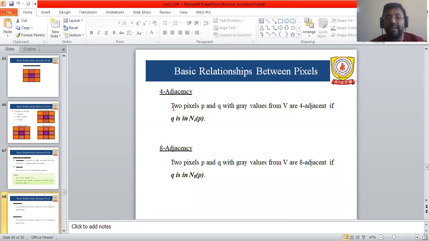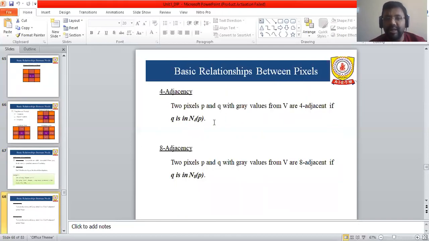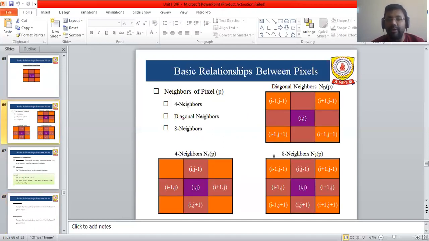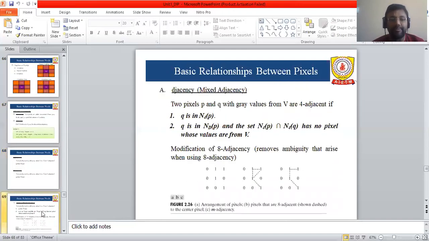Now, 4 adjacency: two pixels p and q with gray values from V are 4 adjacent if q is in N4(p), so it lies in one of these positions. So you can say q is in the 4-neighborhood. And 8 adjacency: two pixels p and q with gray values from V are 8 adjacent if q is in N8(p). So these all belong to the 8-neighborhood connectivity with respect to i comma j. That is what we have for 8 adjacency.